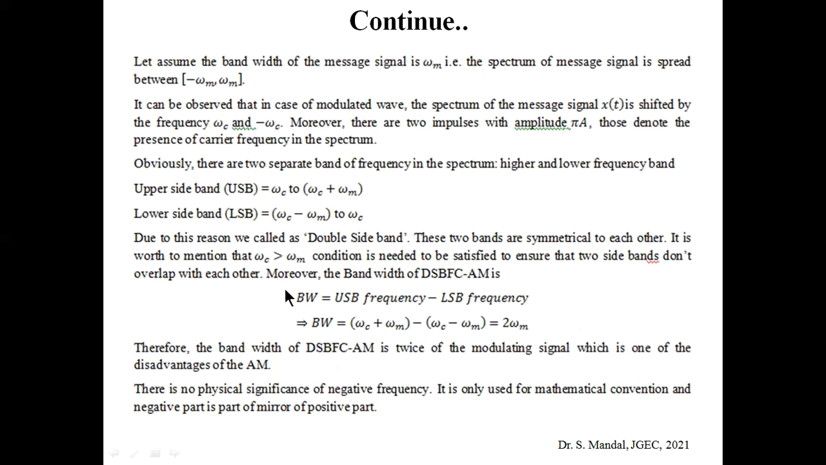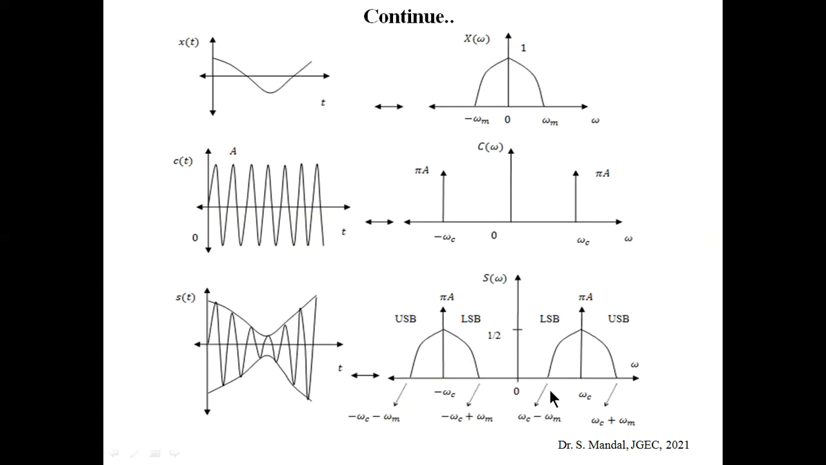So if we want to calculate the bandwidth, we want to find the frequency range between the USB frequency and the LSB frequency. From the USB, ωc plus ωm, minus ωc minus ωm, that means 2ωm. So obviously this total area, the bandwidth, is 2ωm.